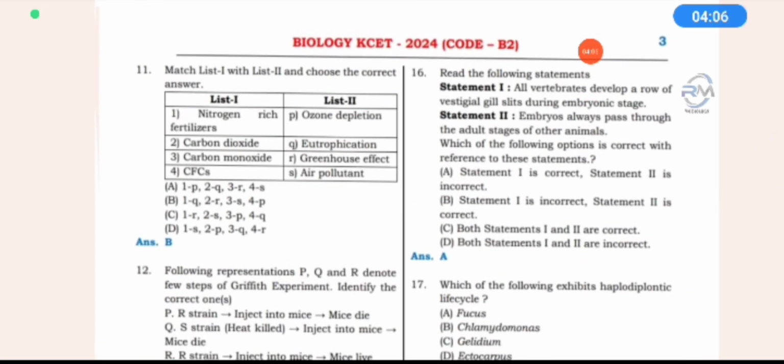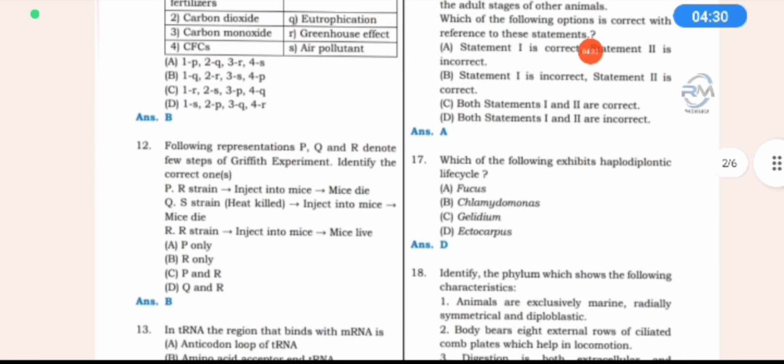Next question, question number 16, statement based question. All vertebrates develop a row of vestigial gill slits during the embryonic stage. Embryos always pass through the adult stage of other animals. Which of the following options is correct with reference to these statements? Answer A is the right option. Statement 1 is correct, statement 2 is incorrect. Which of the following exhibits a haplodiplontic life cycle? Option D, Ectocarpus shows a haplodiplontic life cycle.